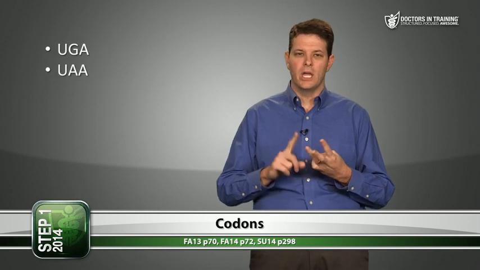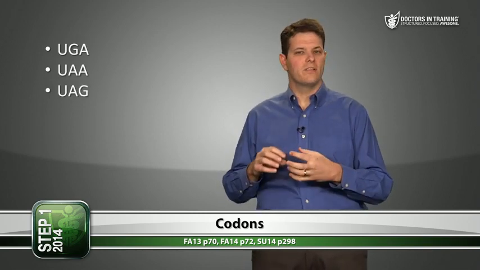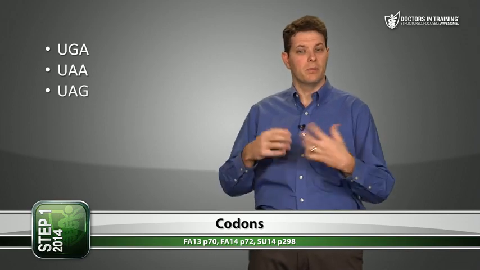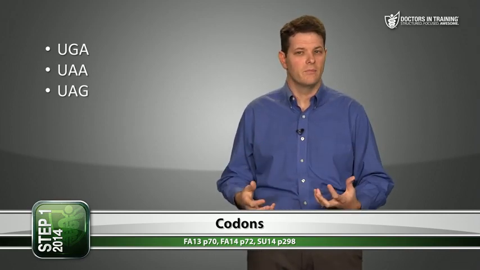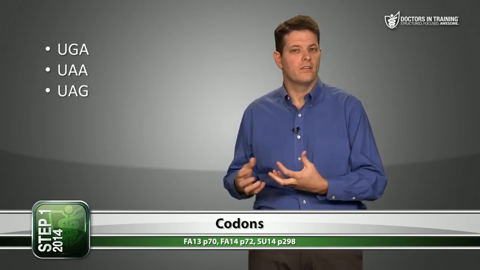You also need to know the mRNA stop codons. Students have actually reported that they are asked about this on Step 1, so make sure you know them. There are 3 different stop codons: UGA, UAA, and UAG. Any one of those codons tells the ribosome and the rest of the protein translation machinery that the complete polypeptide sequence has been translated. You can stop translation. And remember, if you accidentally mutate the DNA so that it makes one of those stop codons, the translation is going to stop early, and we call that a nonsense mutation.